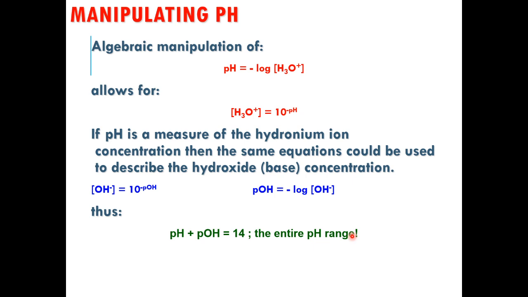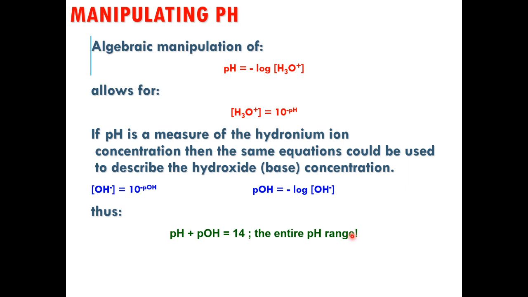So like I said in the previous video, if you have a pH of 2 and you're trying to find pOH, it's pretty simple. 14 minus 2 would give you a pOH of 12. Same thing if you're going the other direction with that.